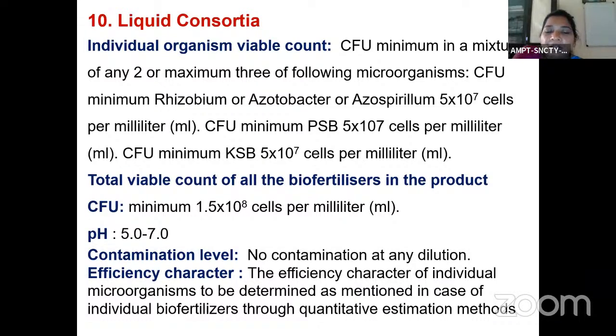The viable count of all the biofertilizers in the product should be a minimum of 1.5 into 10 to the power of 8 cells per milliliter. And then pH should be 5 to 7. The contaminant levels: no contaminants observed at 10 to the power of 5 dilutions. The efficiency character, whatever we have studied for individual biofertilizers, the same holds good here. We have to maintain good cultures and a good consortium with pure cultures. Then it will give the efficacy when we use this liquid consortium in different crops.